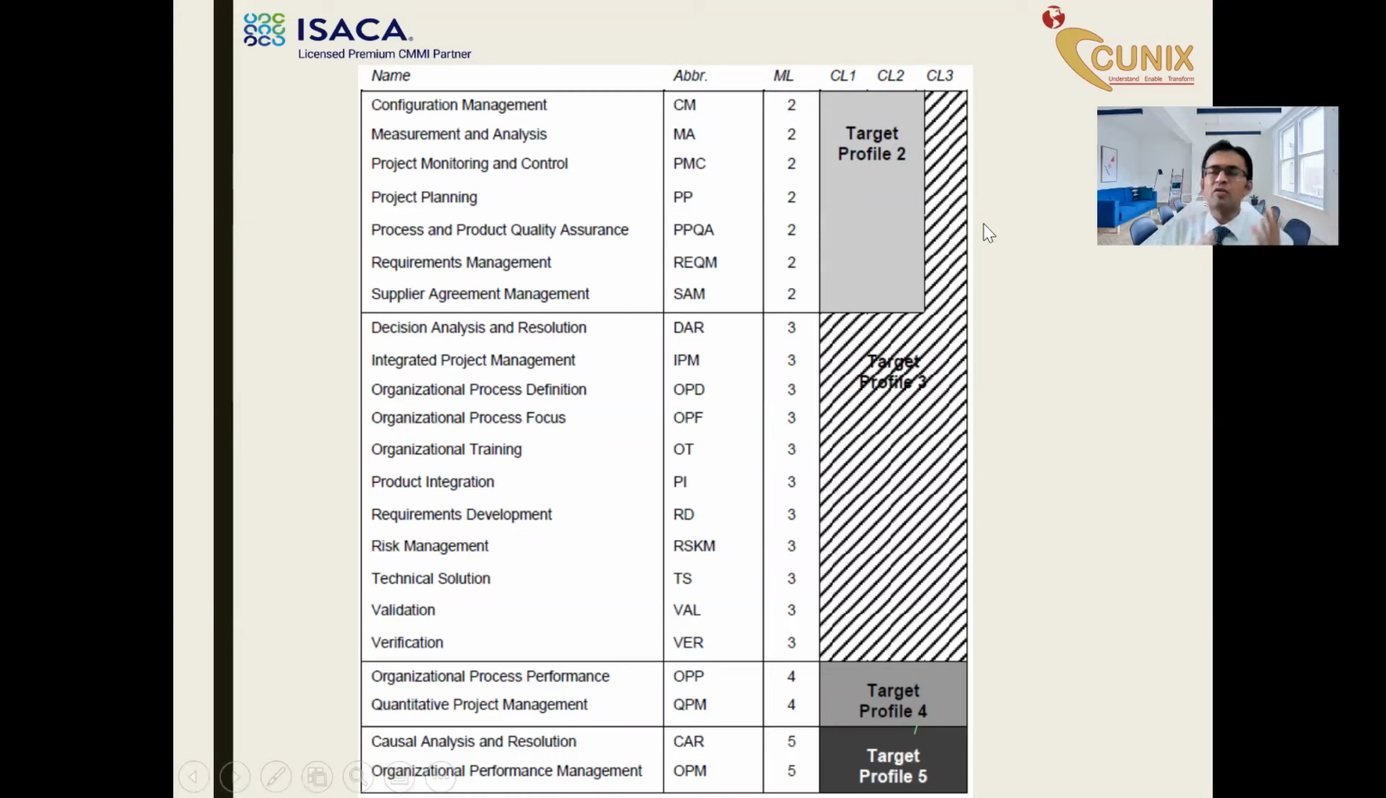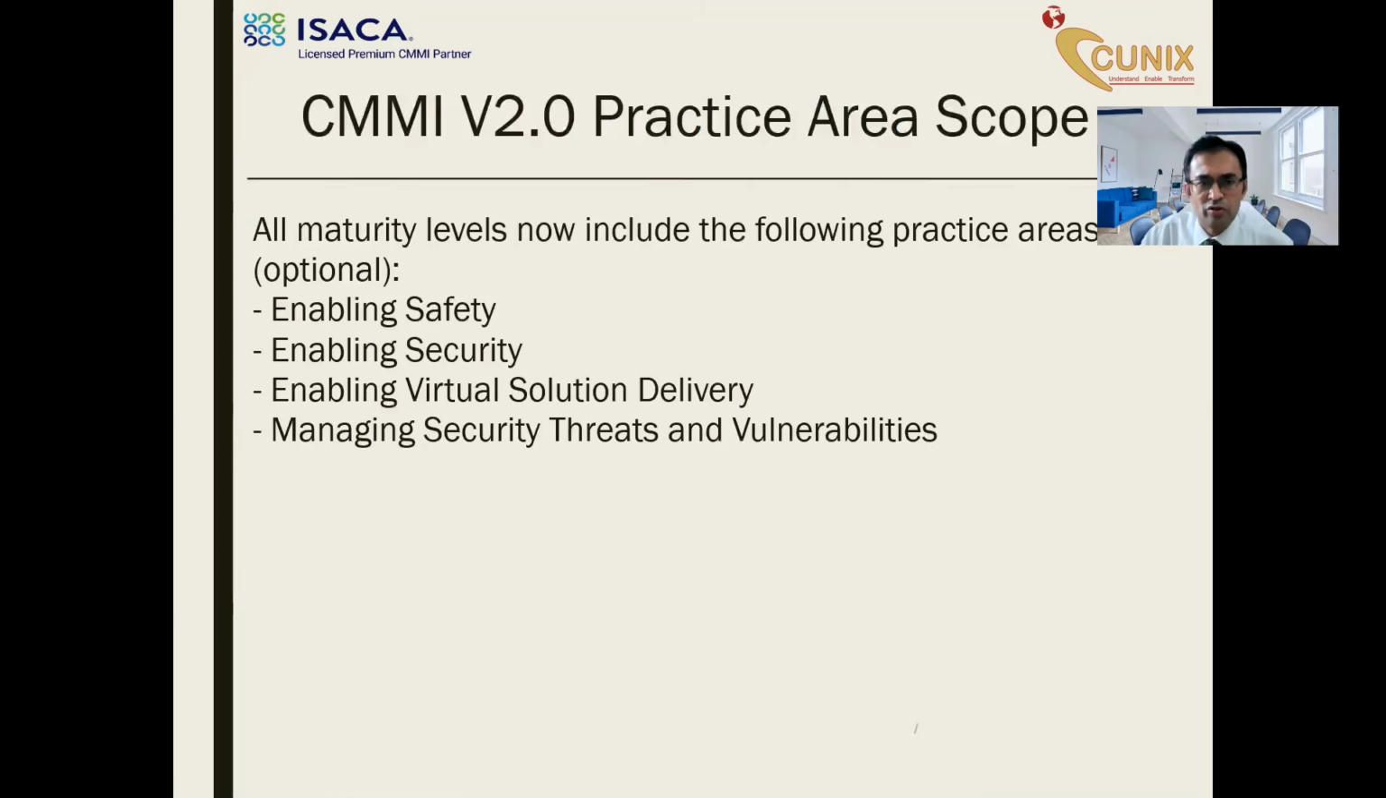There is a similar thing in version 2.0, but with a big difference. But let's look at that difference, okay? So first of all, regardless of the level that you choose, you have an option of selecting these 4 new practice areas, which are optional. Enabling safety, enabling security, enabling virtual solution delivery, that's me delivering a training virtually, and managing security threats and vulnerabilities. So they're kind of related with each other. So these are the optional ones.